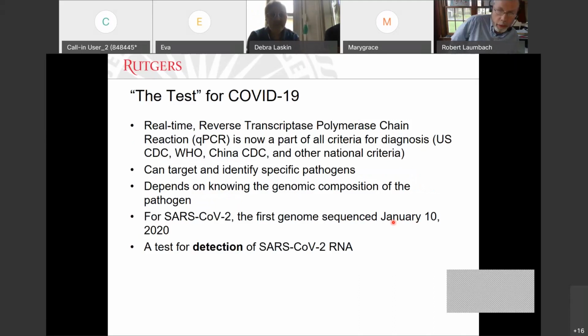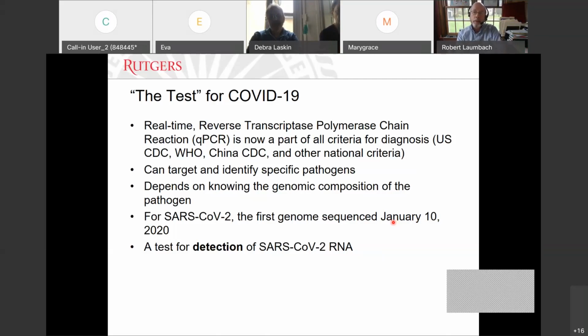So, we've all heard about the test for COVID-19, and that's a PCR test. A real-time reverse transcriptase polymerase chain reaction, which is also called quantitative PCR. The current convention is to use the term qPCR to designate that, although you'll see references to RT-PCR, which I think technically is reverse transcriptase PCR, but people use that for real time. But we're going to try to stick to qPCR, or say real-time PCR.